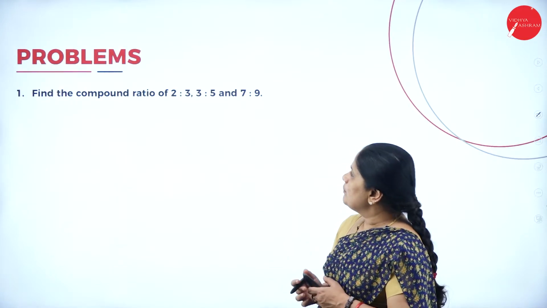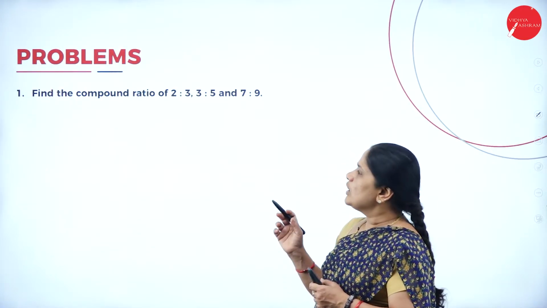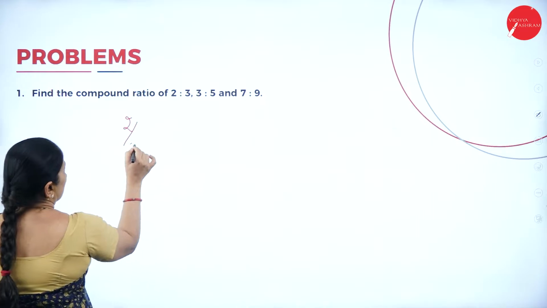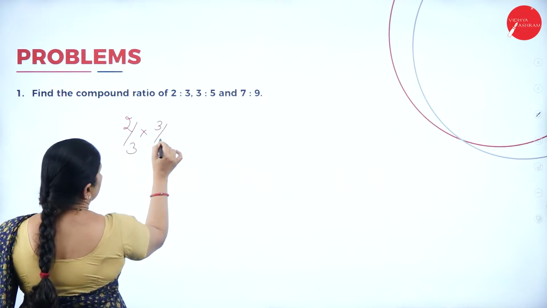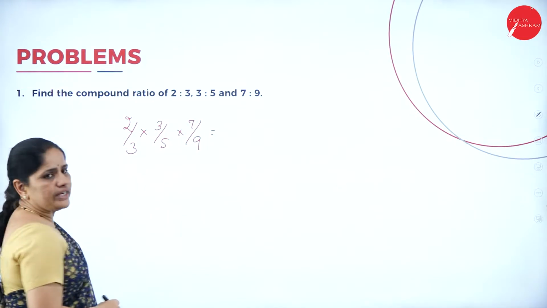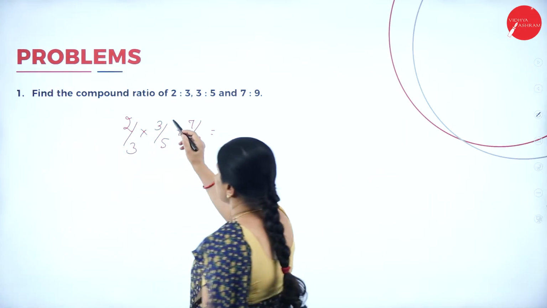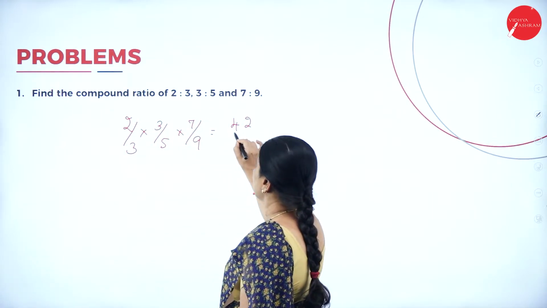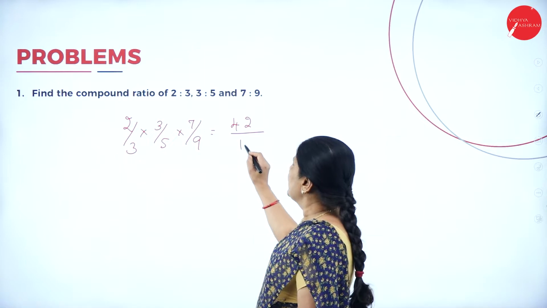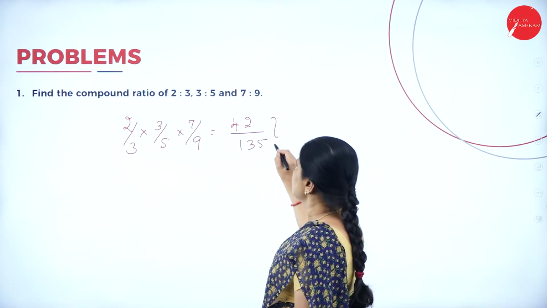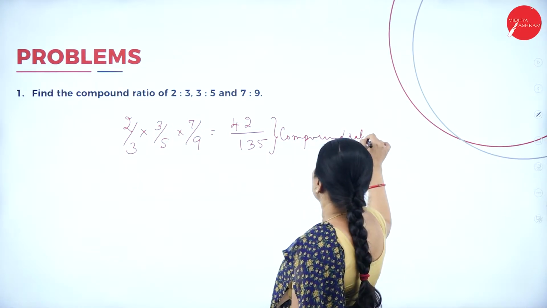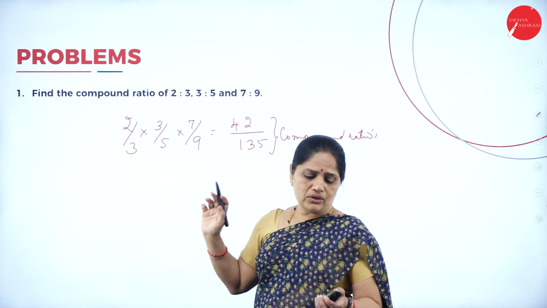Then, find the compound ratio of 2:3, 3:5 and 7:9. So, 2 by 3 into 3 by 5 into 7 by 9. When you multiply all this, 2 3s are 6, 6 7s are 42. 42 divided by 3 5s are 15, 15 9s are 135. So, this is the compound ratio. When you multiply all the ratios together, we get the compound ratio.